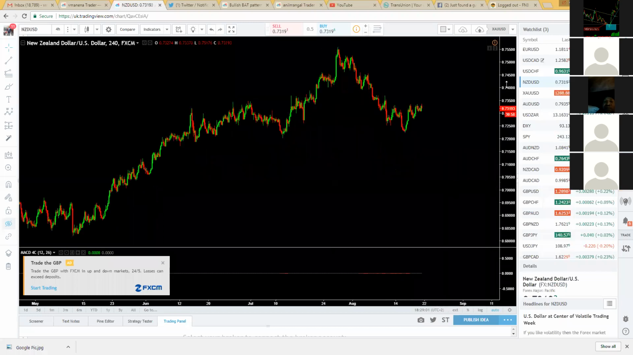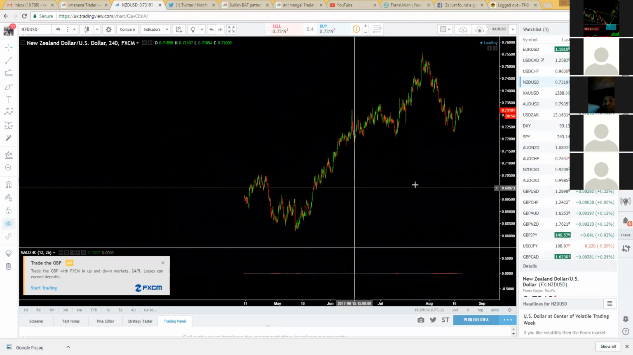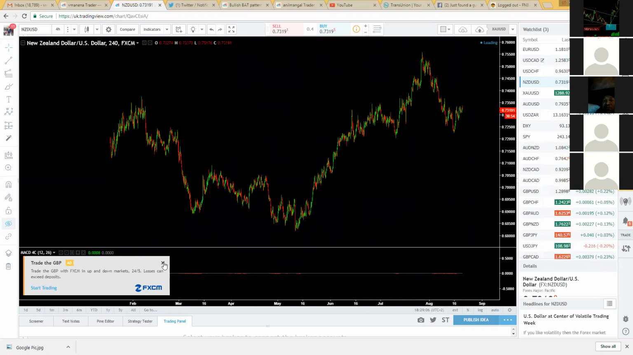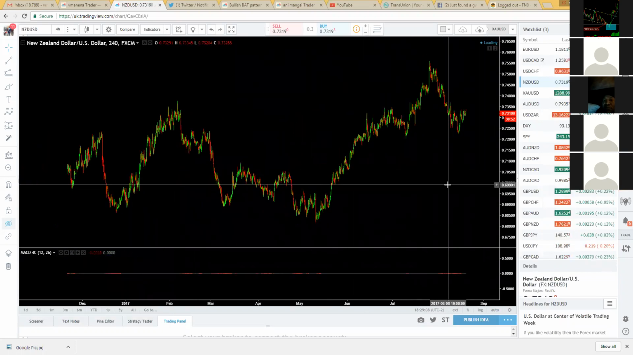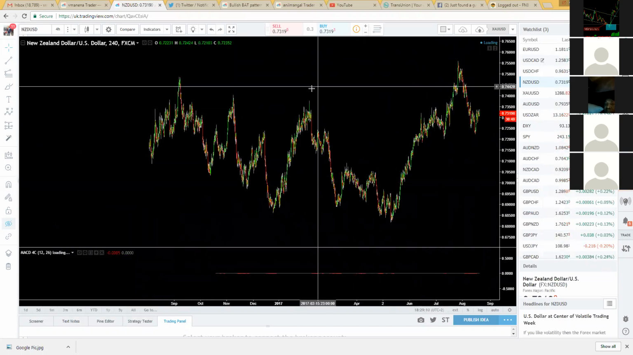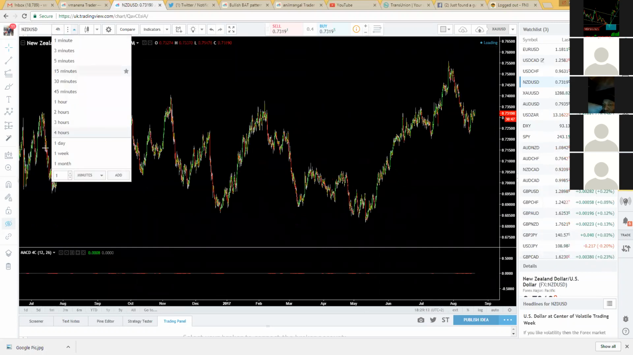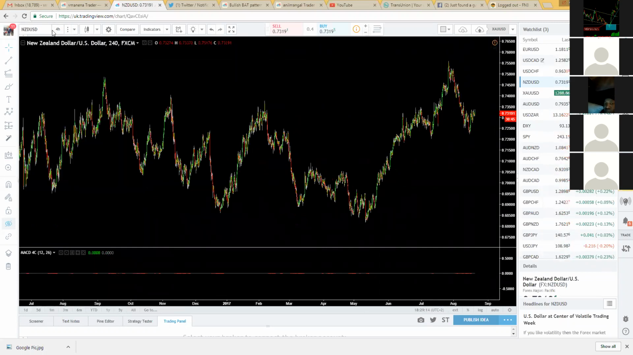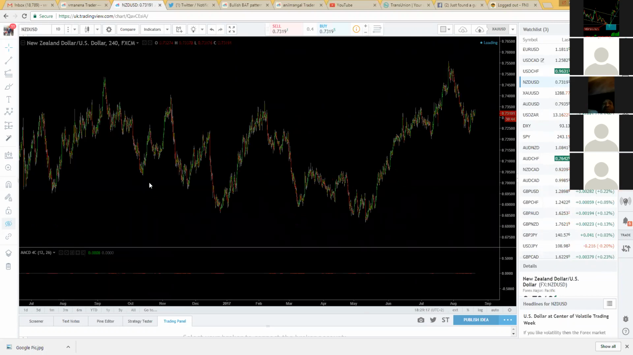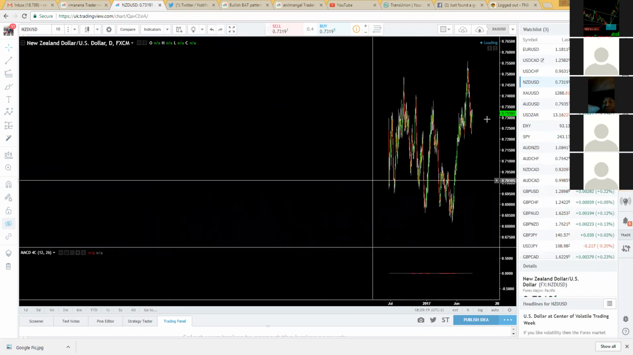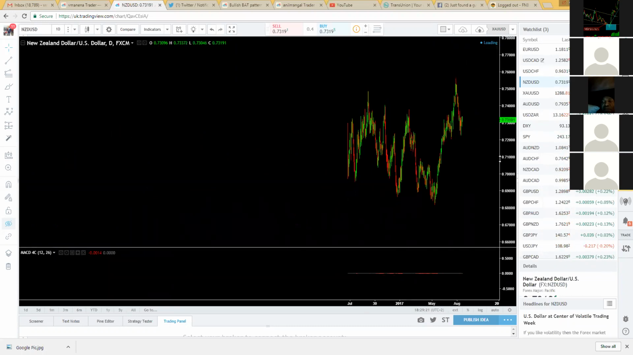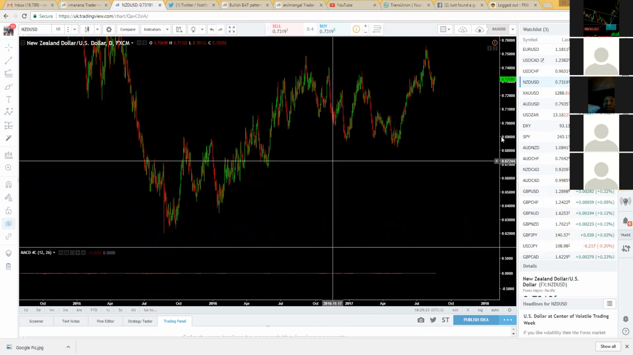New Zealand US dollar. This one is a very, very interesting chart. It's behaving exactly as we have been calling it the last 3 weeks. Let's go to the daily chart. So this is the daily chart.